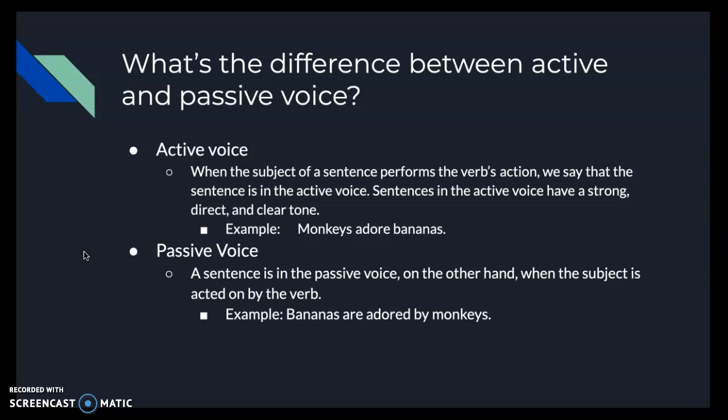So for active voice, when the subject of a sentence performs the verb's actions, we say that the sentence is in the active voice. Sentences in the active voice have a strong, direct, and clear tone. Our example states, monkeys adore bananas. For passive voice, a sentence is in the passive voice, on the other hand, when the subject is acted on by the verb. Our example here is, bananas are adored by monkeys.